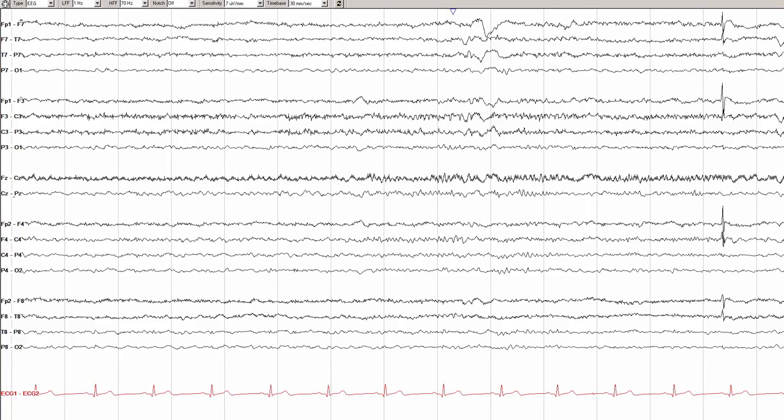This is the same patient during drowsiness or light sleep. Here you can see that there are clearly high voltage delta waves intermittently in the left hemisphere, maximal in the left frontal and temporal regions, that are not seen in analogous head regions on the right.